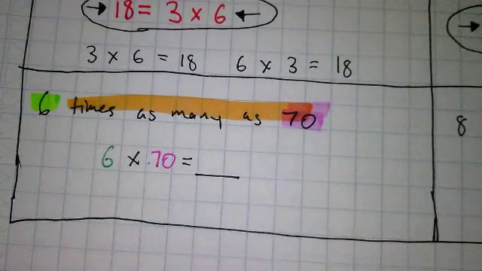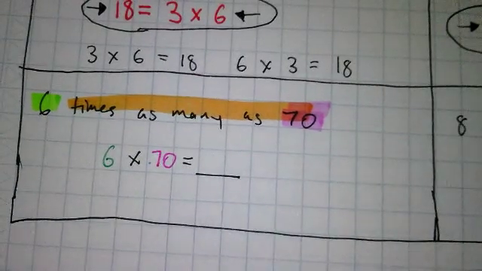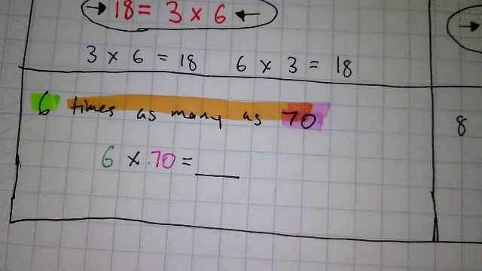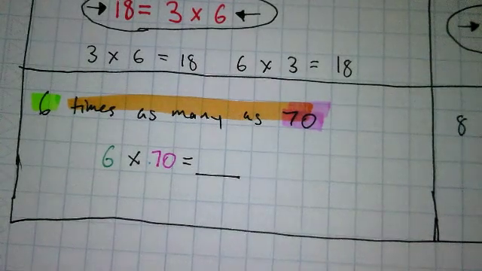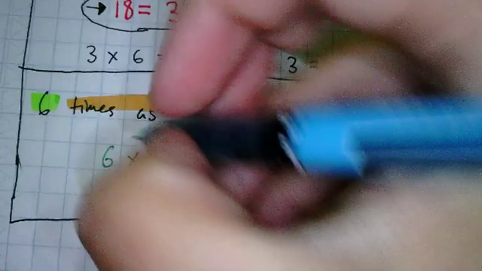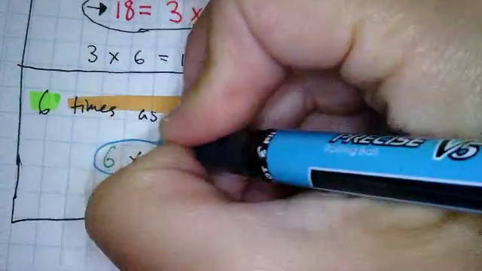So now all we have to do is actually do the multiplication. So, how do we do this? How do we do 6 times 70? What's our first step going to be in 6 times 70, Joshua? 6 times 7. 6 times 7, yeah.